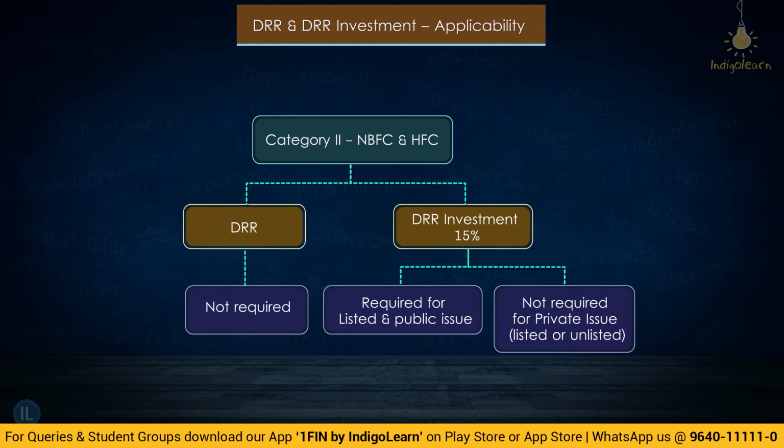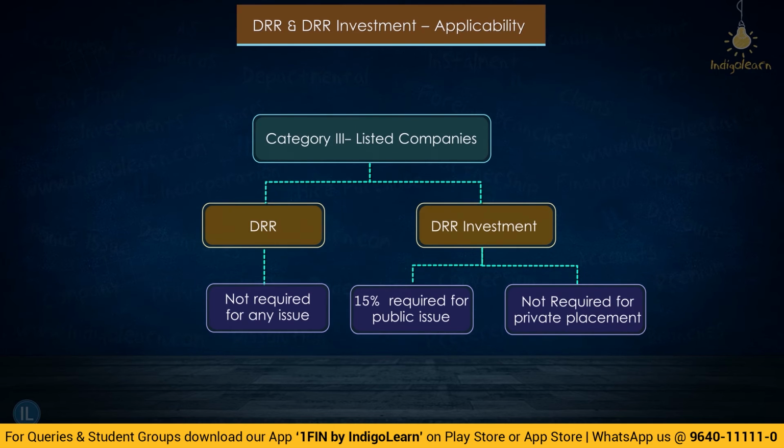Then coming to listed companies, other than these categories of banks and financial institutions, for these listed companies, again there is no requirement to create DRR. As far as the debenture redemption investments are concerned, if they are making a public issue, then 15% must be invested in specified securities. If they are making a private placement, then again there is no requirement to invest in specified securities, right?